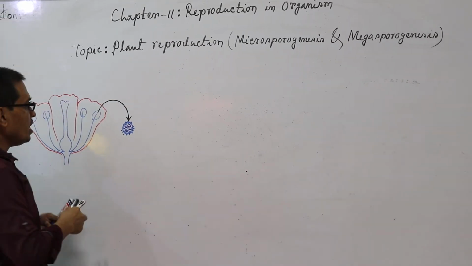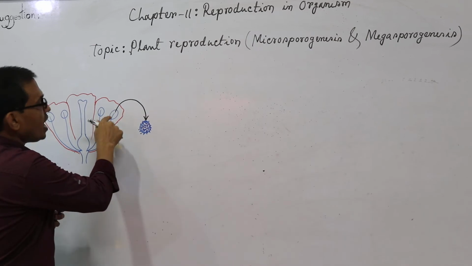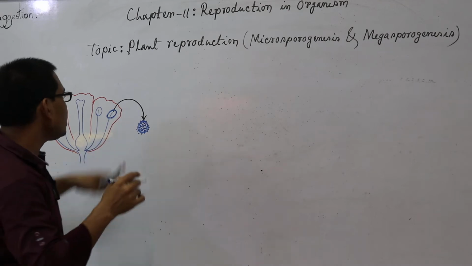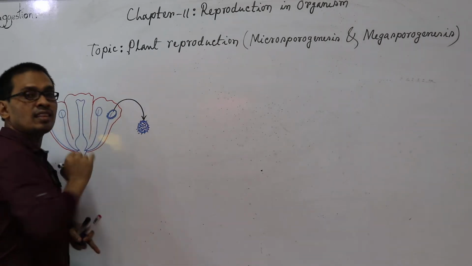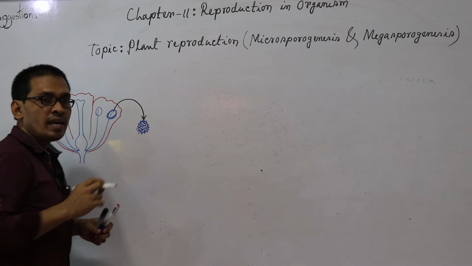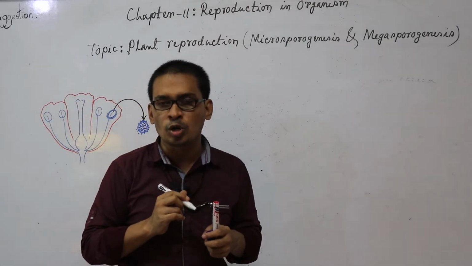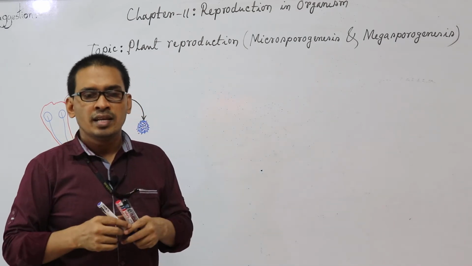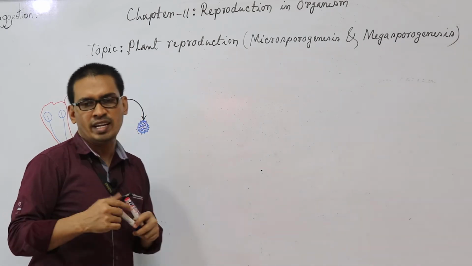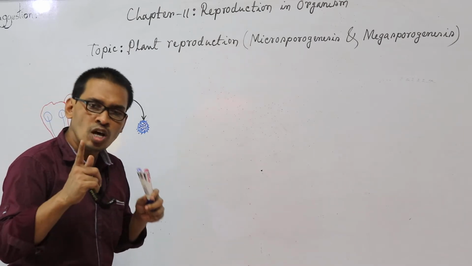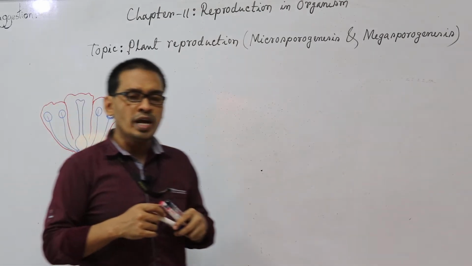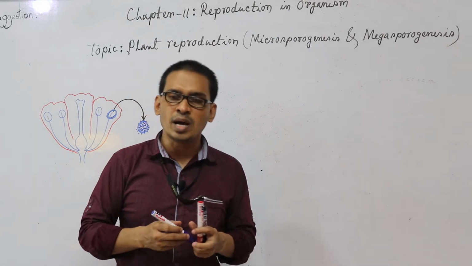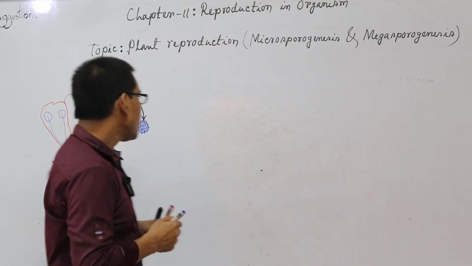Microsporogenesis basically occurs in this structure of flower. What is the name of this structure? It is the anther of flower. In anther, pollen grain is produced. At first, pollen mother cell produces 4 pollen grains by the process of meiosis.